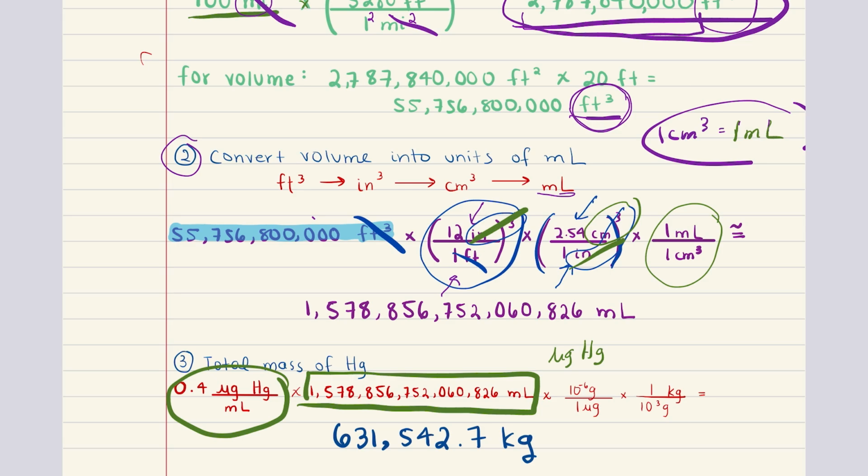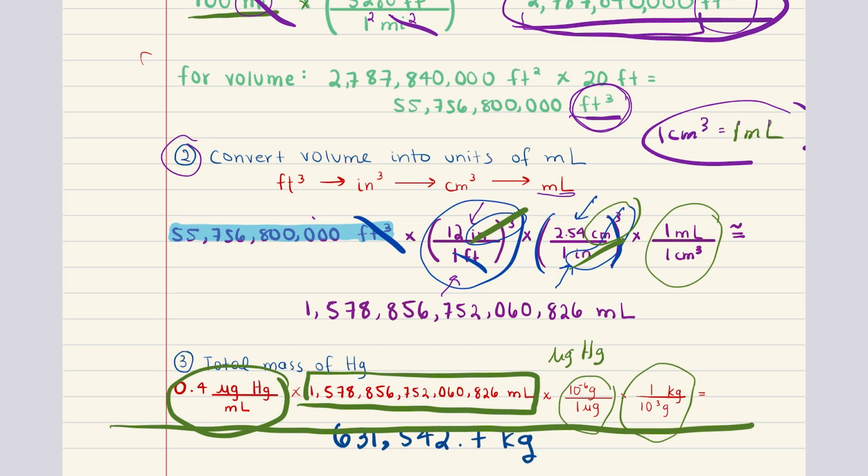The first conversion we can do is convert micrograms to grams. 1 microgram is 10 to the minus 6 grams. And then we can convert grams to kilograms. 10 to the 3 grams equals 1 kilogram. And you can carry this whole mathematical operation out at once, hence why I have it set up like this.